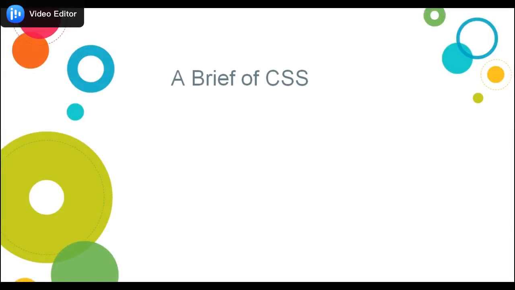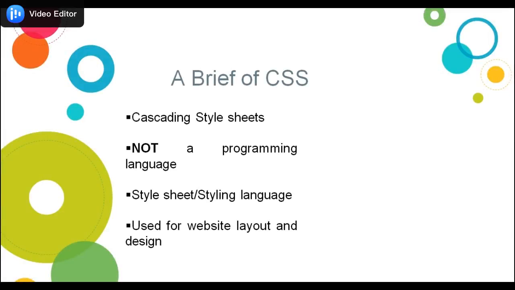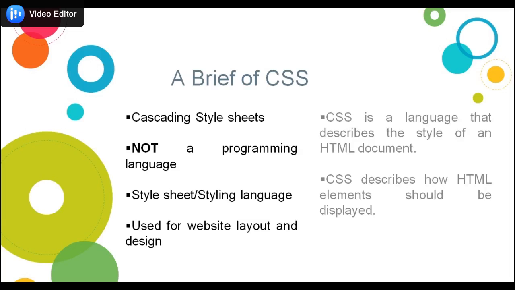Now let's see some basic information related to CSS. CSS stands for Cascading Style Sheet. Again, it is not a programming language. We can use CSS for styling purposes. It is used for website layout and designing purposes. CSS is a language that describes the style of the web content. It is basically used to modify and apply the appearance of the content by giving different types of CSS properties. With these CSS properties, we can apply different font color, font size, font family, different types of font positioning and some animation effects to the web content.